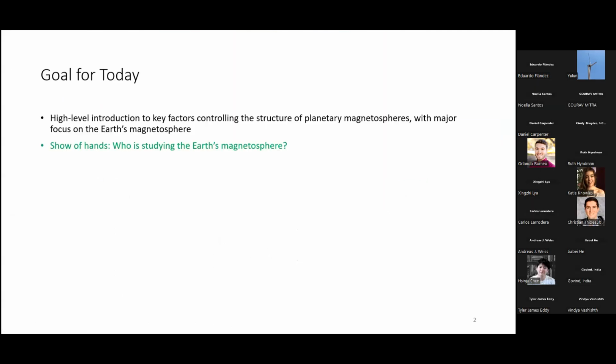So again, today I'll be just talking about a high-level introduction to the key factors controlling the structure of planetary magnetospheres, with a bit of a focus on the Earth's magnetosphere, but looking at other ones as well.